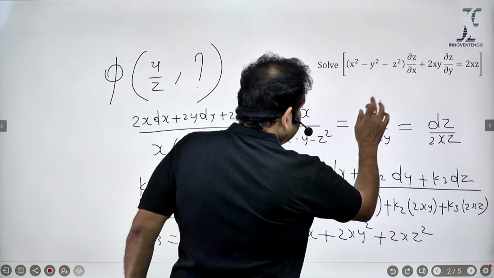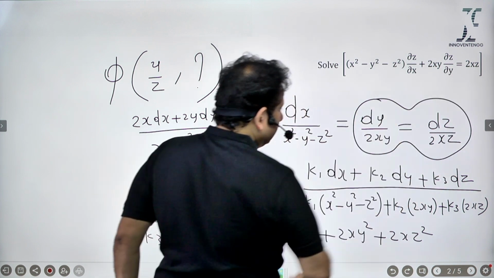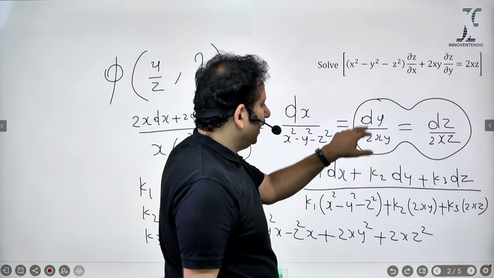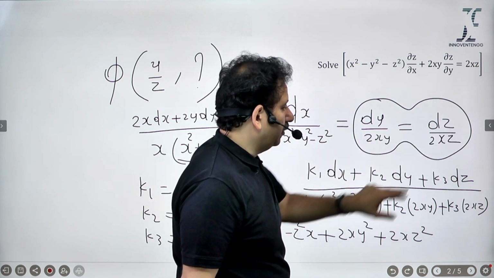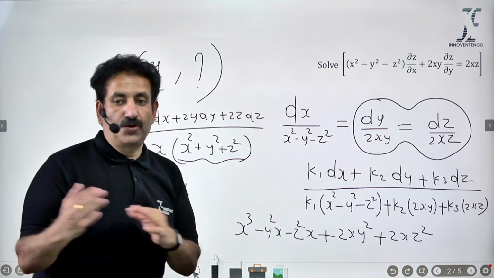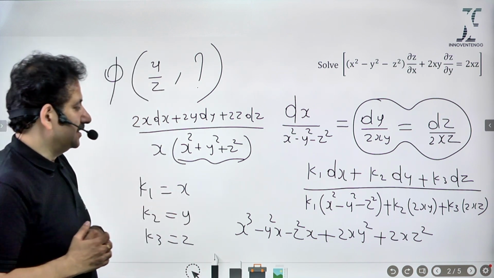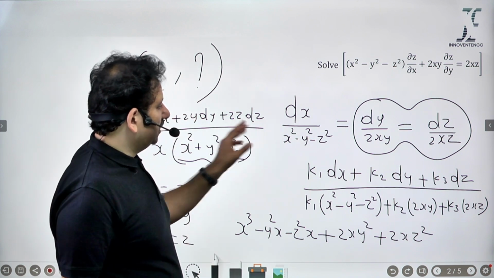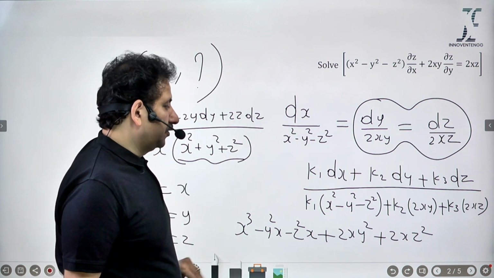What we did, we exploited these 2 ratios because it is quite obvious x and 2 get cancelled, and you can integrate to get log y, log z plus constant. That means you have a relationship between y and z. What do we have to do next? We will have to generate one more ratio to get one more relationship.